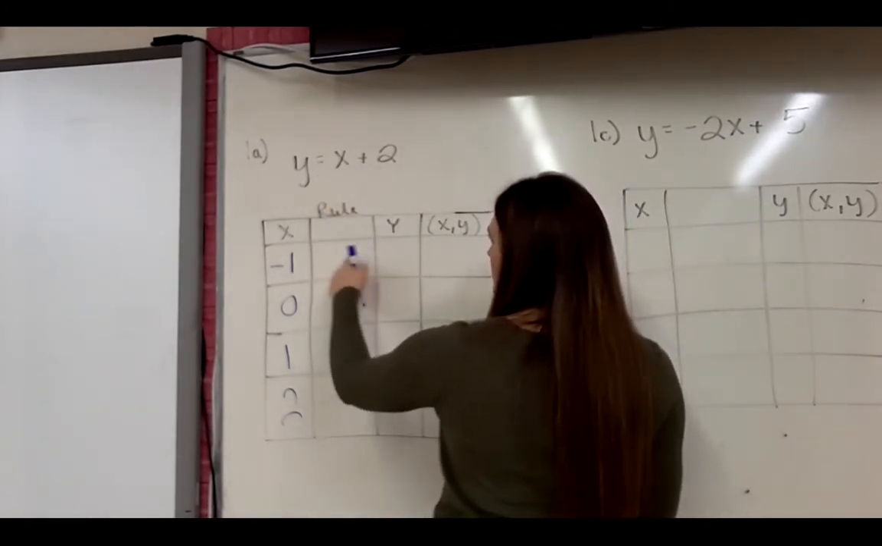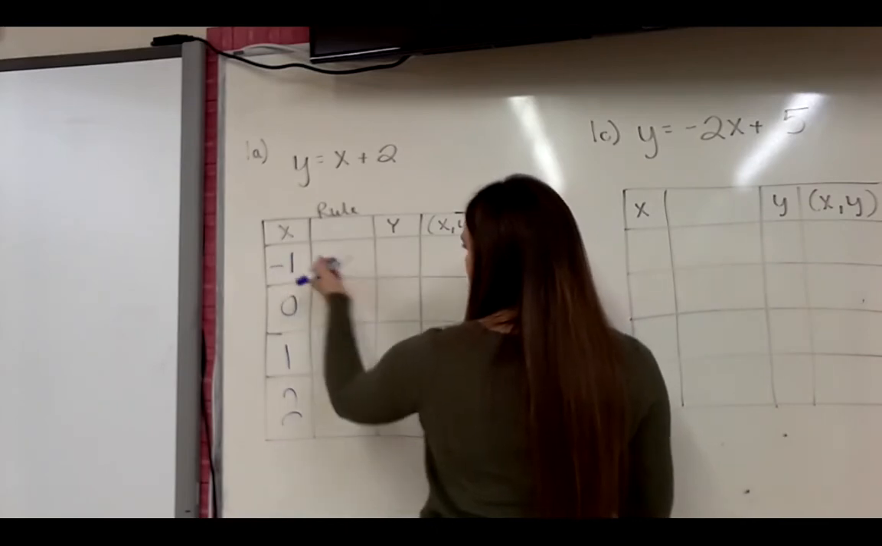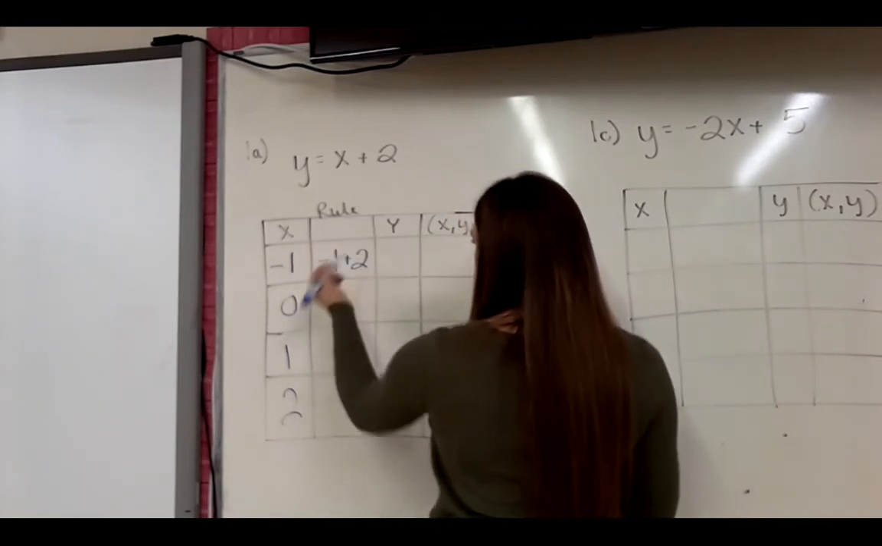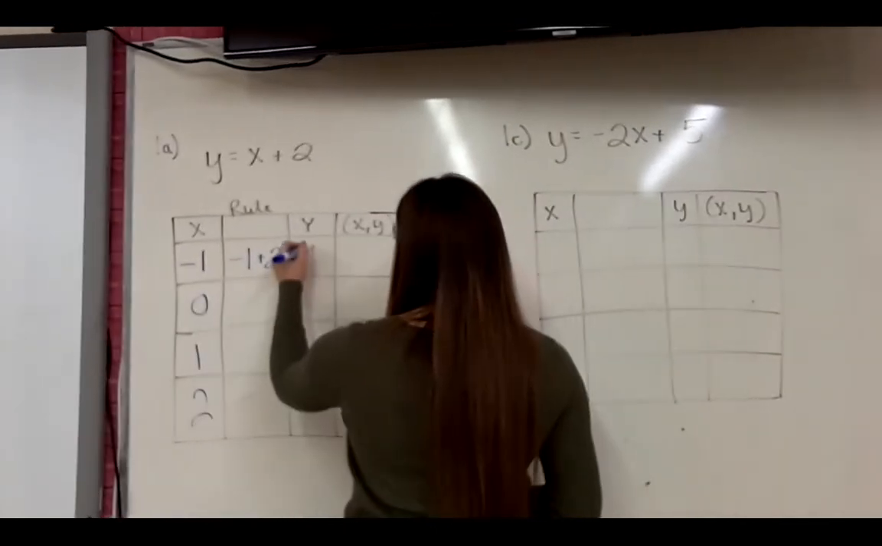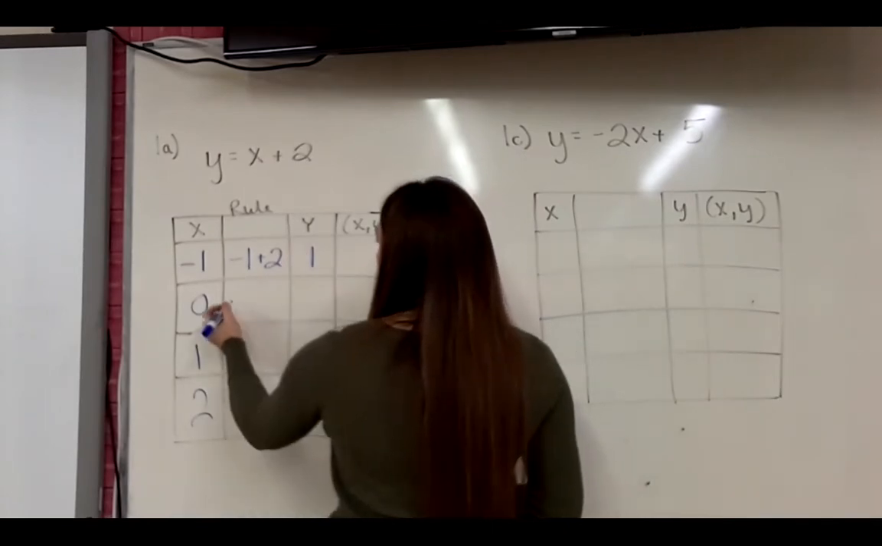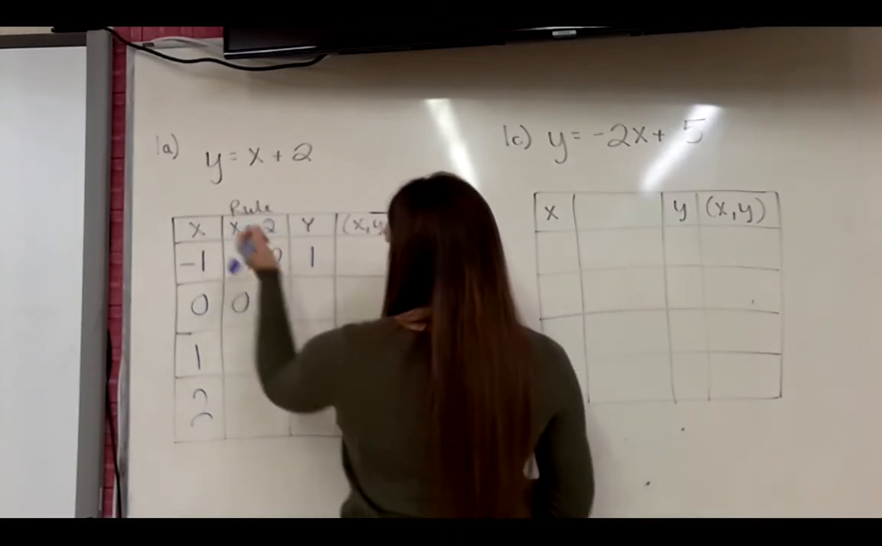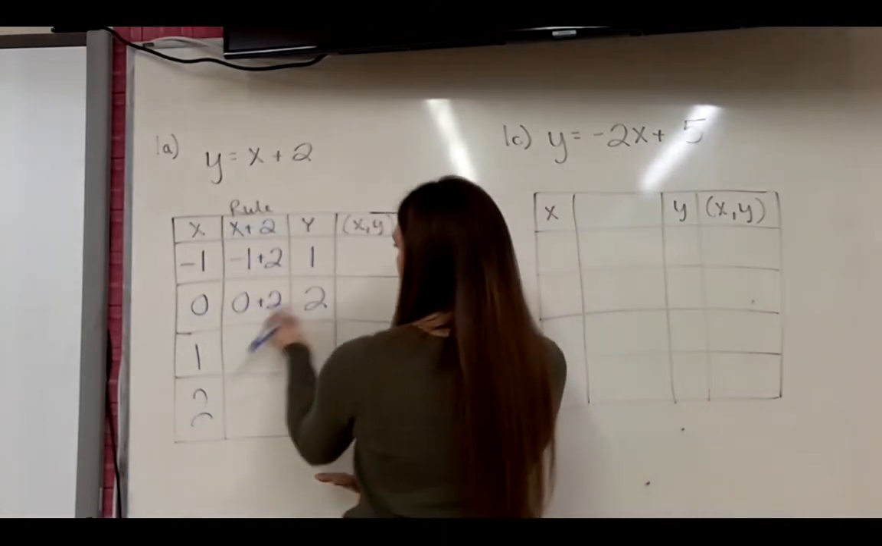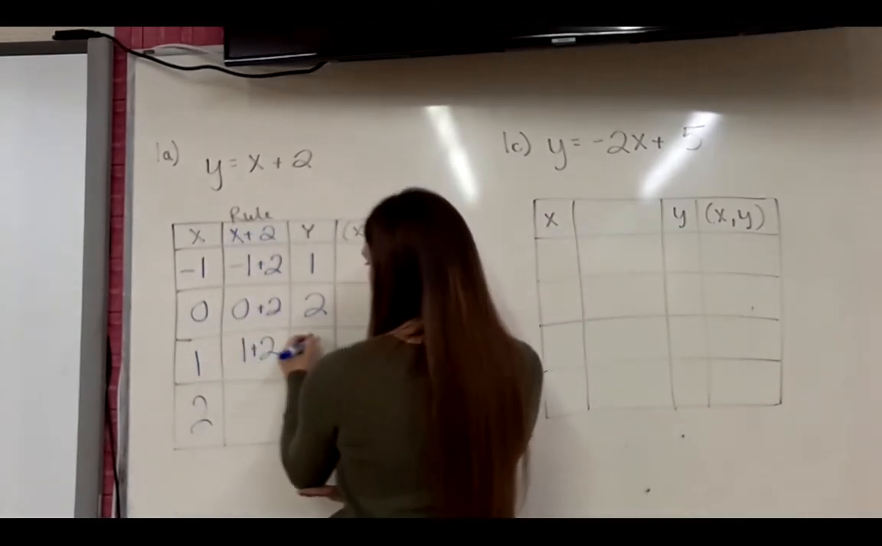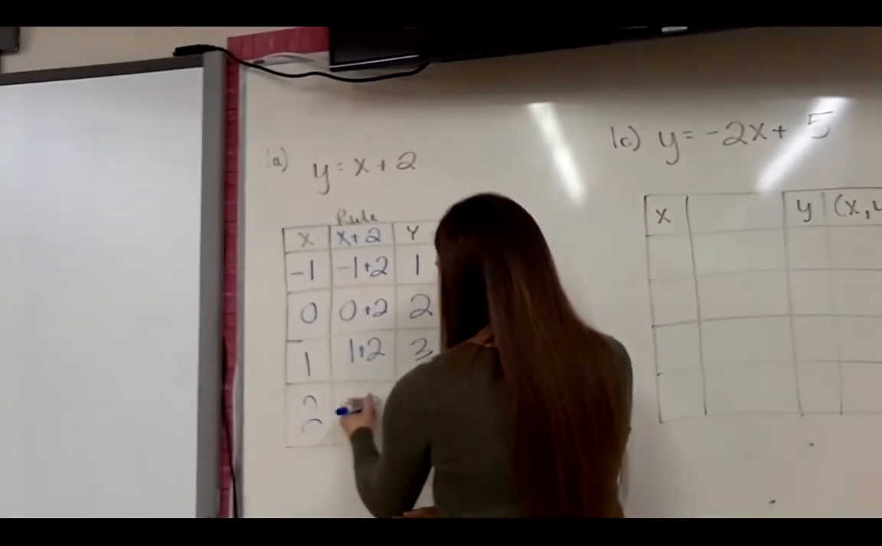Y is going to equal x plus 2. Well, here my x is -1. -1 plus 2, excuse me, is 1. Then I have 0 plus 2, because my whole rule is x plus 2 on this. So 0 plus 2 is 2. Then I have 1 plus 2, which is 3, and 2 plus 2, which is 4.